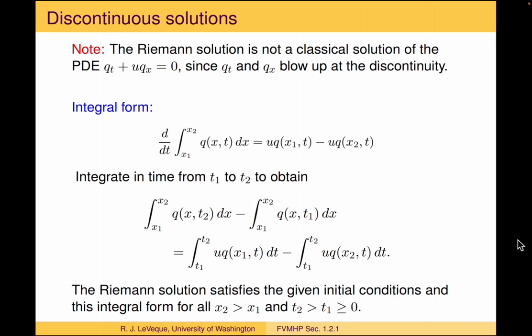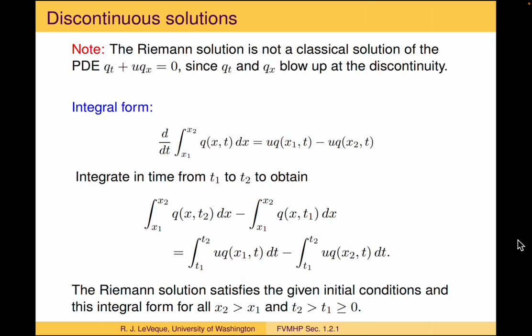We can actually integrate it to see that the integral over a given section from x1 to x2 changes from time t1 to t2 based on the integral of the fluxes at the two edges of the interval x1 to x2. And this integral formulation makes sense even if there are discontinuities. The integrals are well defined even if there's a jump discontinuity of these quantities somewhere in between x1 and x2, or somewhere between t1 and t2 along x1 or x2. And so this makes good sense even for discontinuous solutions.